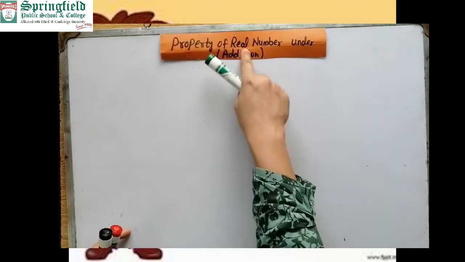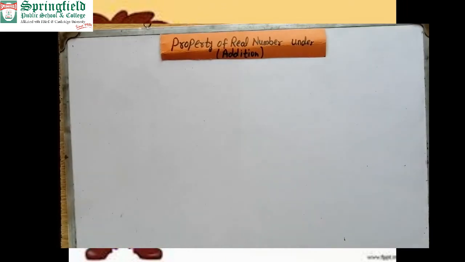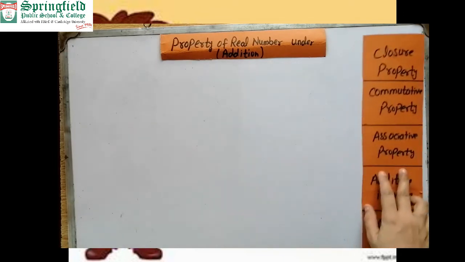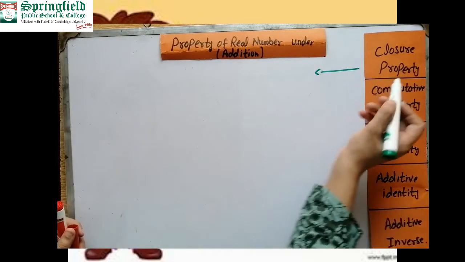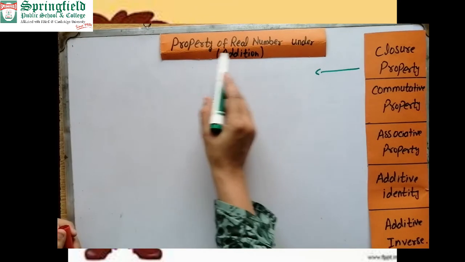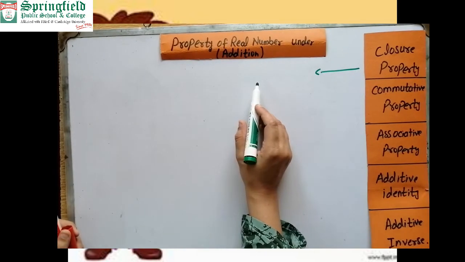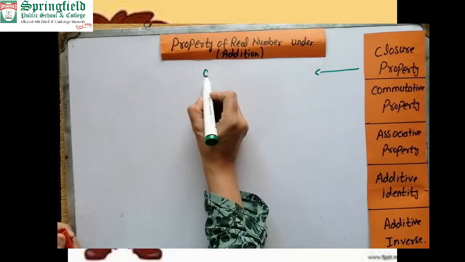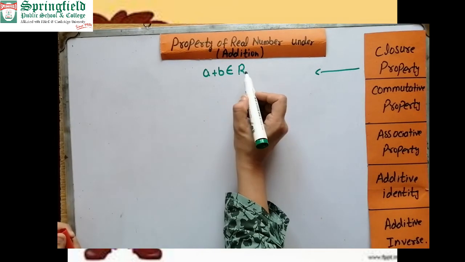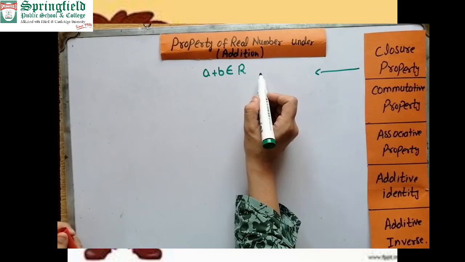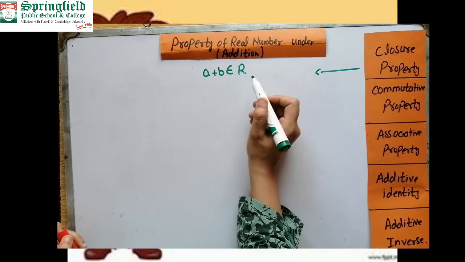The first one is the properties of real numbers under addition. What are the properties under addition? These are the properties under addition. First, the closure property. The first property is the closure property of the real numbers under addition. They are saying that A plus B belongs to R, this symbol means belongs to real numbers, where A and B belong to real numbers. This is the closure property.